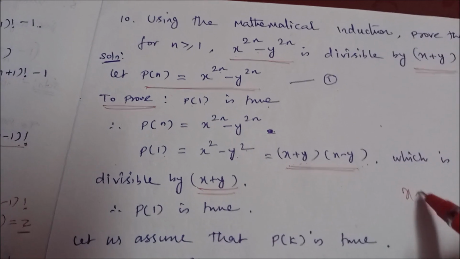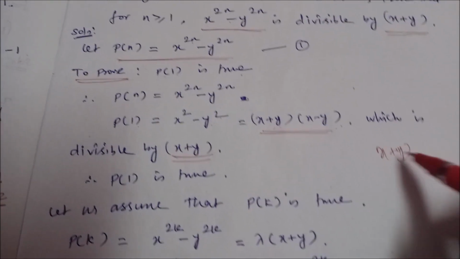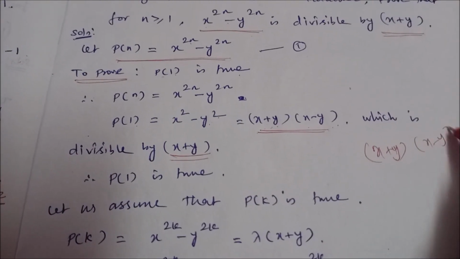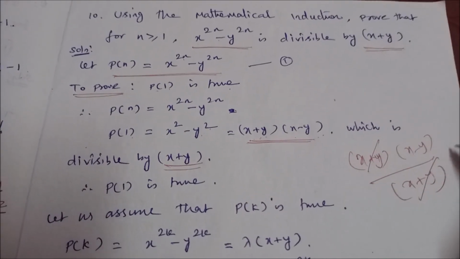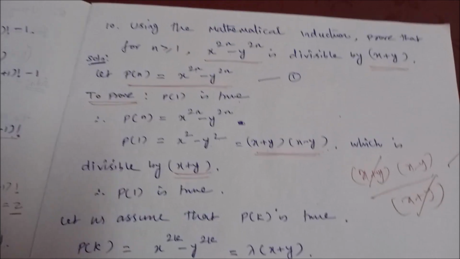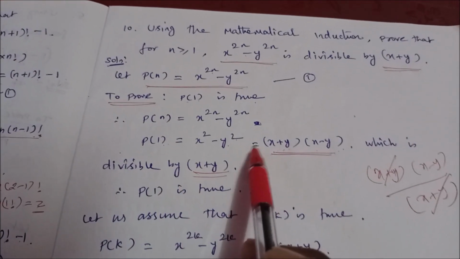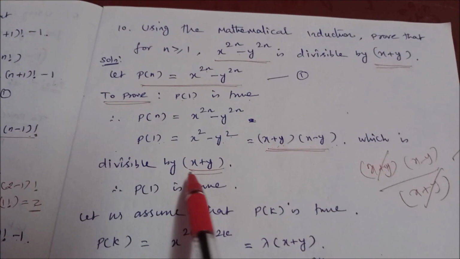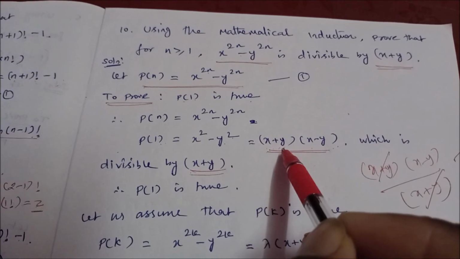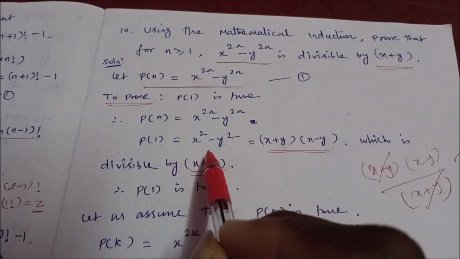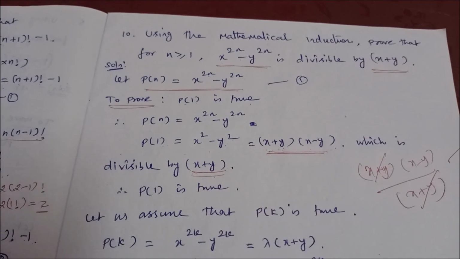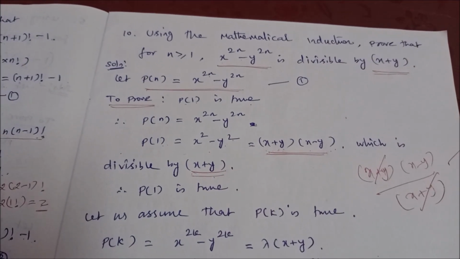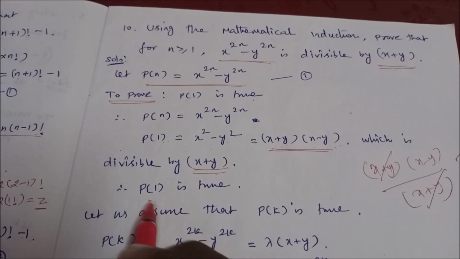So (x + y)(x − y) is divisible by x + y. So divisible by x + y is correct. So P(1) is true. It is clear that because x + y is one of the factors of P(1), this factor divides the given expression. Therefore P(1) is true.